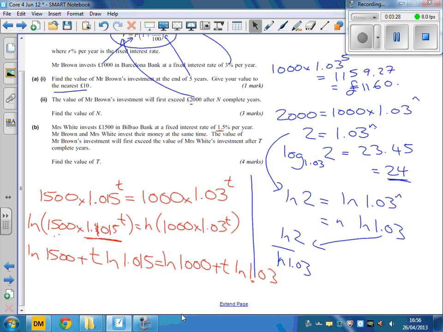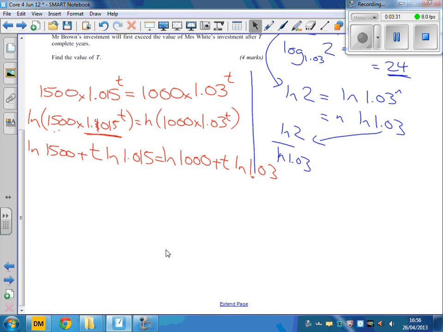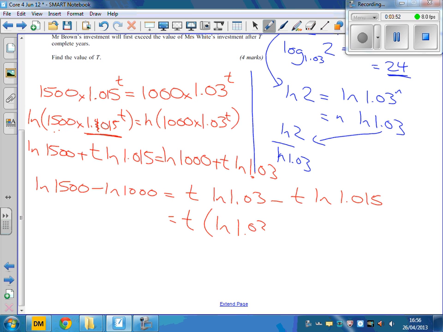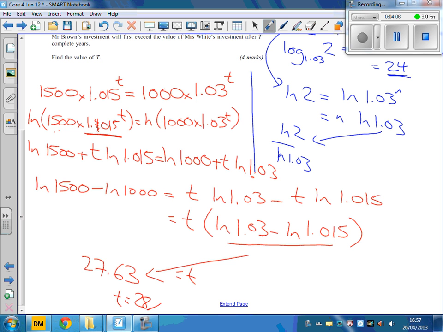Now it's a case of collecting like terms together and then dividing. So on this side here, I'm going to have the ln of 1,500 minus the ln of 1,000. And on this side over here, I'm going to have t, the ln of 1.03, minus t, the ln of 1.015. Factorize this side here, and very nearly at the end now, work that out and divide it over the other side. And so when we get that, we find out that they're actually going to be the same after 26 years. And so they first get bigger the next year after 28 years.